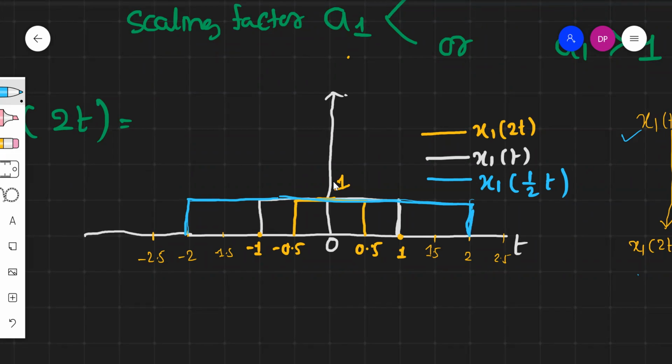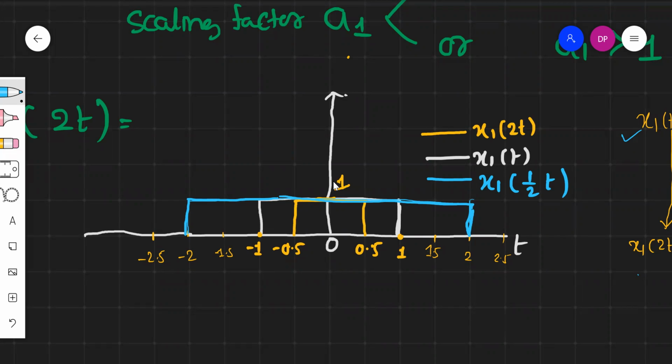So the white colored signal x1 of t, when scaled in time by a time scaling factor which is greater than 1, what is it doing to the original signal? It is compressing the signal. When the original signal x1 of t is scaled in time with a time scaling factor that is less than 1, it expands the signal, right? The sky blue color signal that you see in the figure happens to be the expanded version of the white colored one, x1 of t, right?